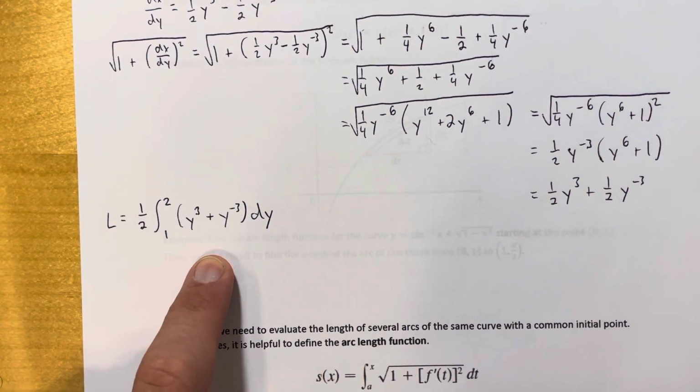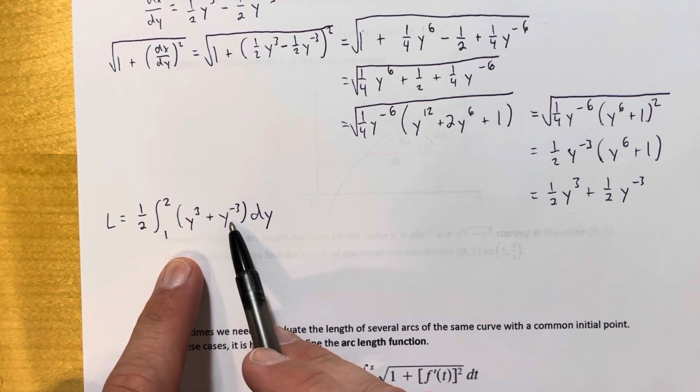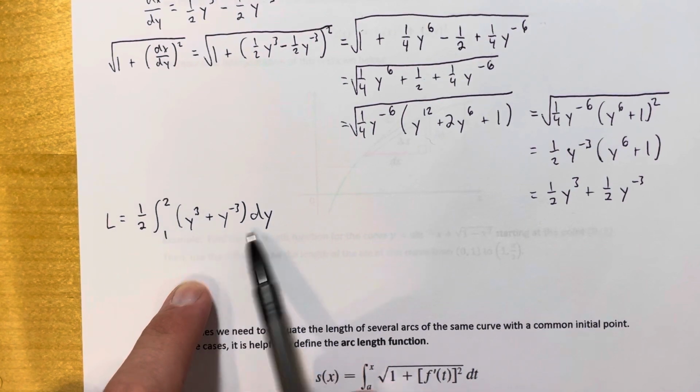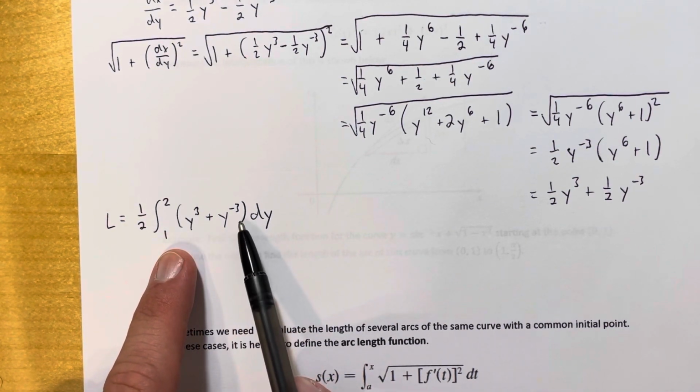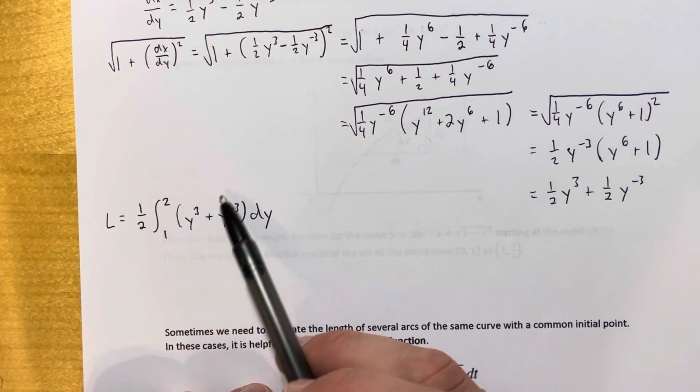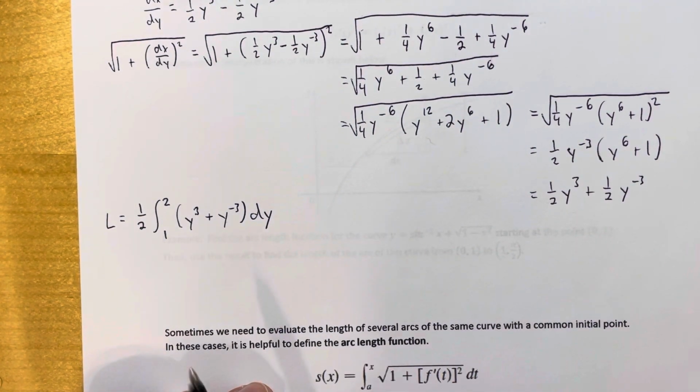Just want to take a second to remind you, when you have more than one term in your integrand like this, make sure you're putting parentheses around it. The common mistake I see is people forgetting those parentheses, and that's technically a notational problem. So you want to include parentheses when you have more than one term here.